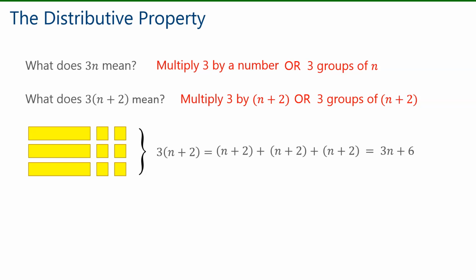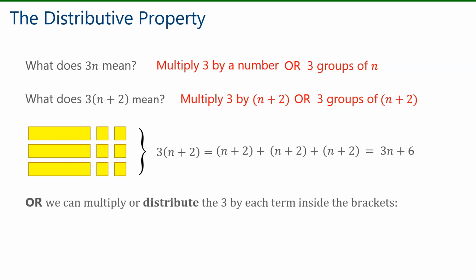Instead of using a model, we can multiply or distribute the 3 by each term inside the brackets. So we would take our 3 and multiply it by each thing that's inside the brackets. So 3 times n is 3n, and 3 times positive 2 is positive 6.